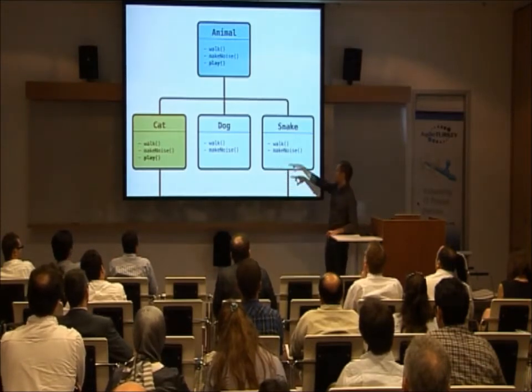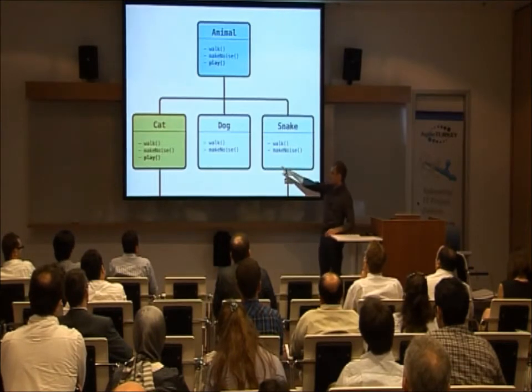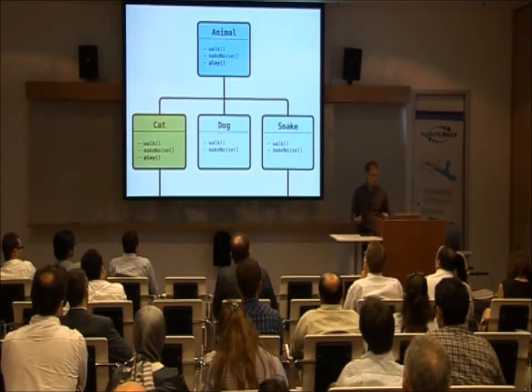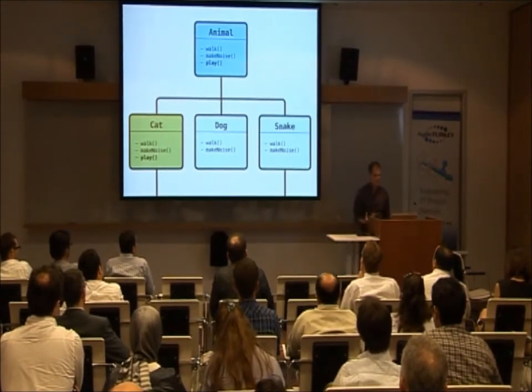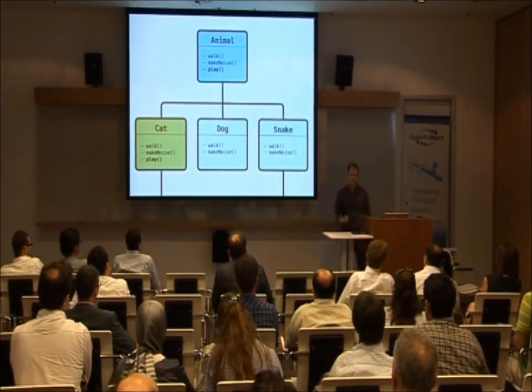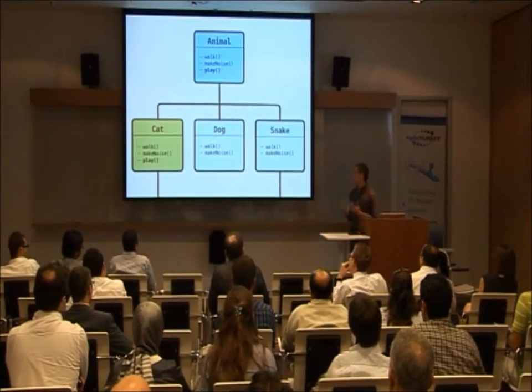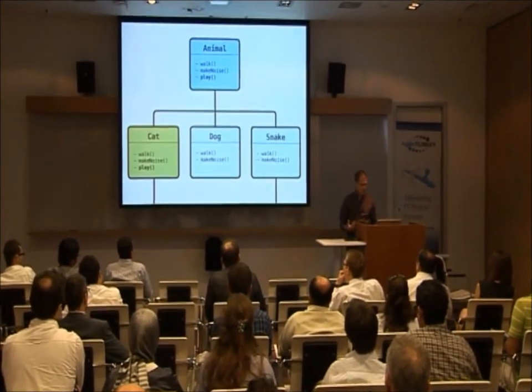So I can just put the play method on the animal, and the dog will get it, and I know how the dog plays. But how does the snake really play anything? That seems dangerous. You don't want a snake to play. You don't want to play with a snake. So that doesn't really reuse the code that you want to reuse.